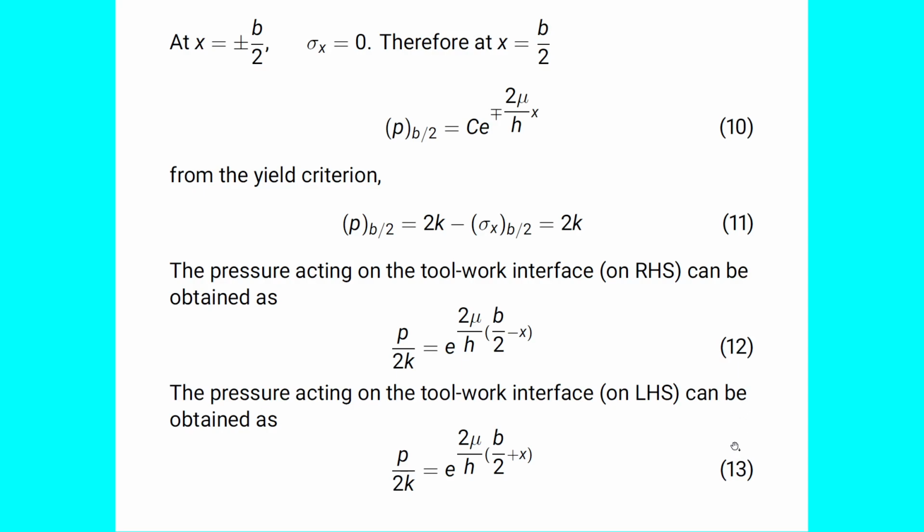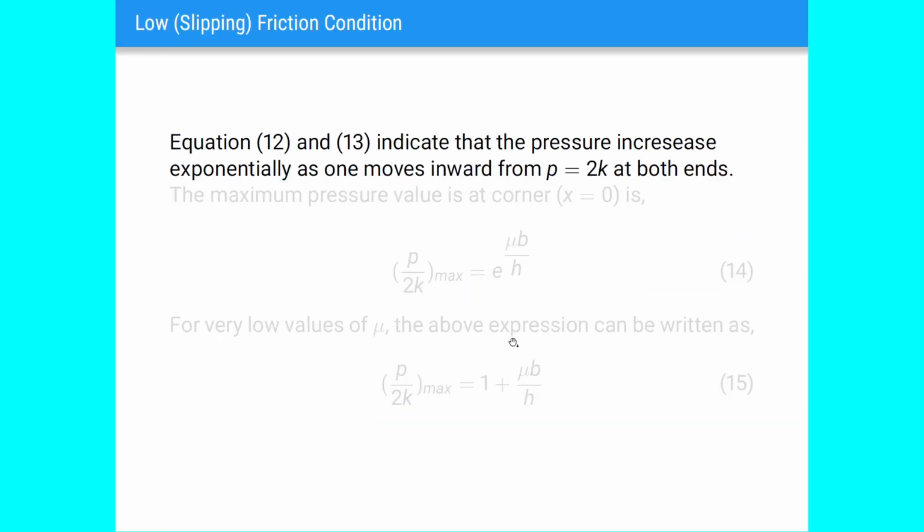From equation 12 and 13, what will be the maximum value of p upon 2k? We can see that these equations indicate that the pressure increases exponentially as one moves inward from p equal to 2k at both ends. So the maximum pressure is in the middle, that is at the symmetric line, and it starts decreasing as we move away from the center toward the corner.